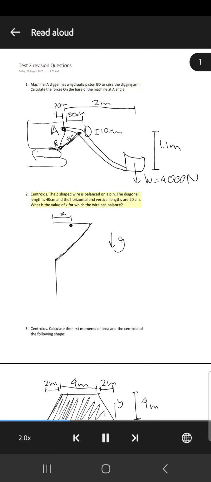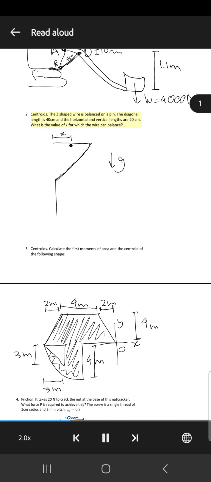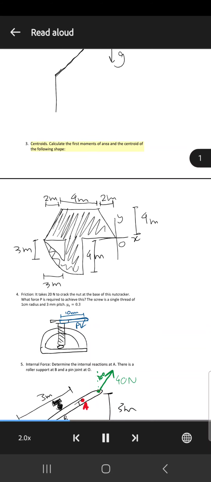2. Centroids. The Z-shaped wire is balanced on a pin. The diagonal length is 40 centimeters and the horizontal and vertical lengths are 20 centimeters. What is the value of x for which the wire can balance? 3. Centroids. Calculate the first moments of area and the centroid of the following shape.